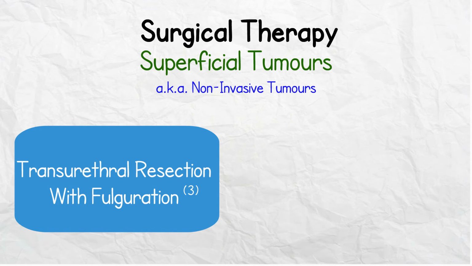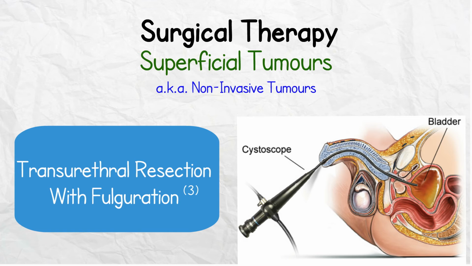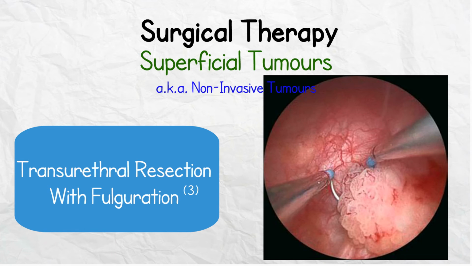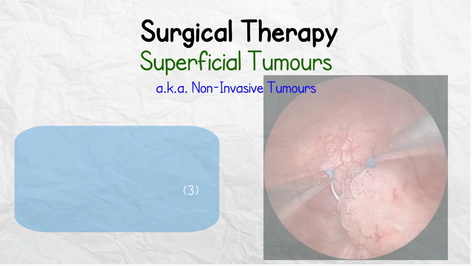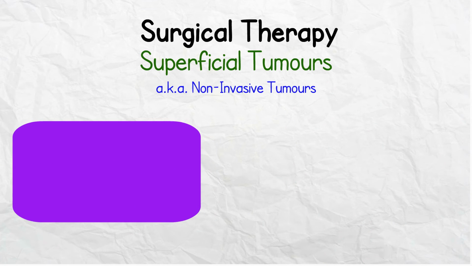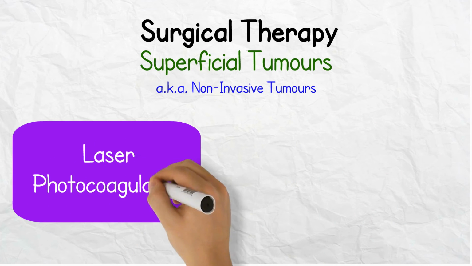In this technique, a cystoscope is used. A cystoscope is a small tube with a camera and a light on the end of it that is inserted into the urethra. Therefore, an abdominal incision is not necessary. A blade is then inserted into the cystoscope to remove the tumor, and the recurrence rate after this treatment is low.